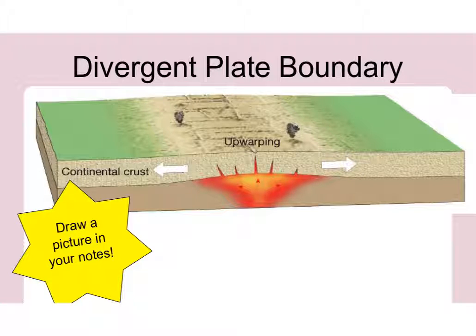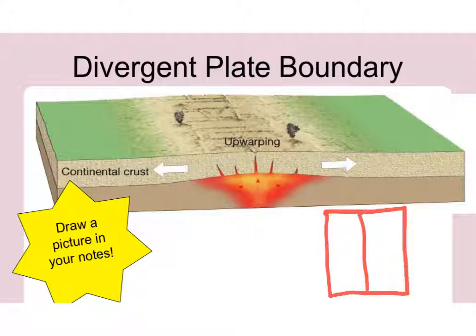So just like we did before with our transform plate boundary, let's draw a picture of what's actually happening so that we have that in the margins next to what you wrote about divergent plate boundaries. Again, this is a fairly complicated picture of it. If I were to draw this in my notes, I might draw my two plates again, and I would just draw two arrows showing these two plates moving apart. And again, if you want to make it 3D, you can do this to kind of show that these are blocks that are moving apart.